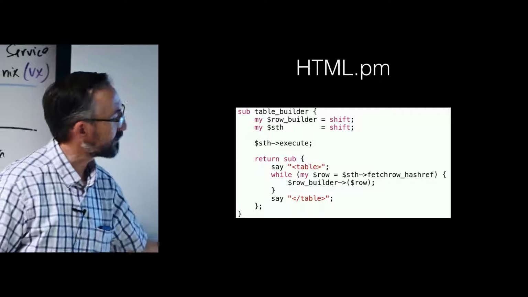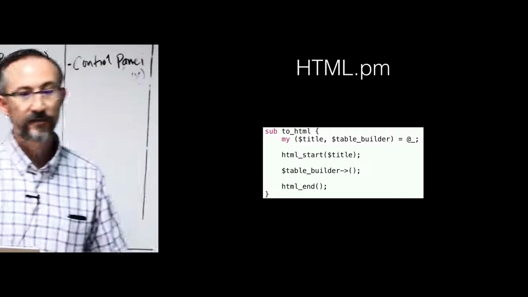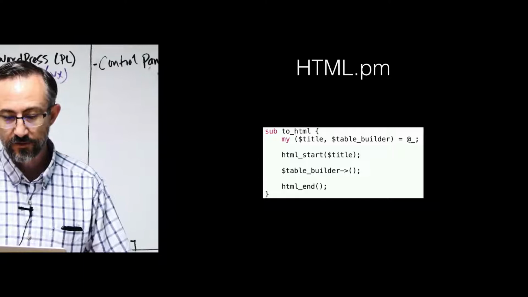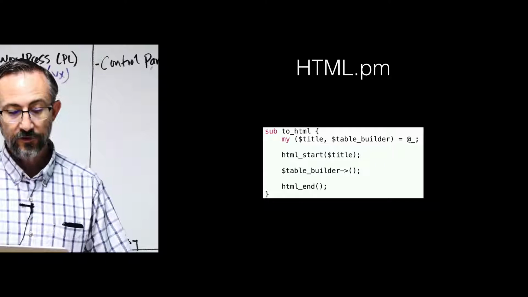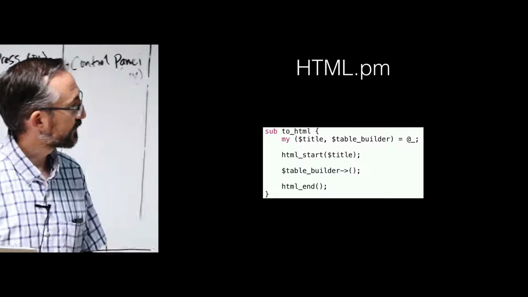Look how nice our 2HTML reads now. It reads almost like natural language. We accept two arguments, the title and the table builder. And then we invoke the table builder, and then we close the HTML tags. The 2HTML method doesn't know about the database, handles, or any of the application logic. So this is very clean and easy to understand.